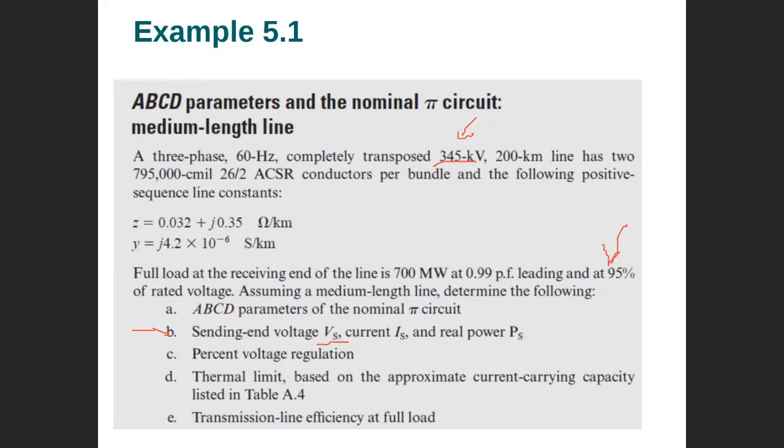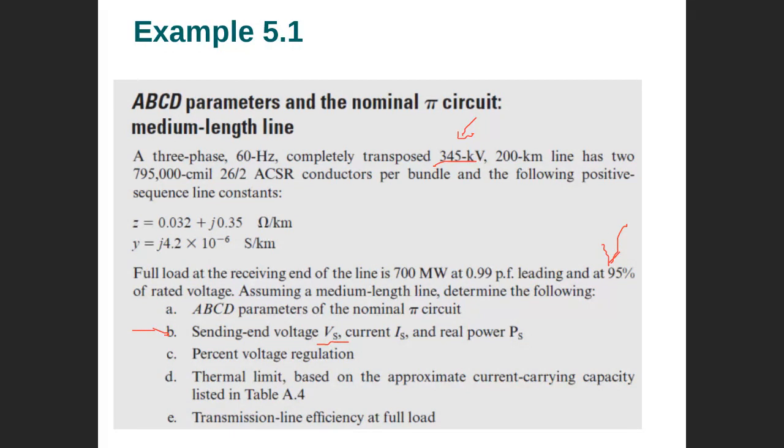I think this is a line voltage. This is what? Line to neutral. Line to neutral, I guess. My dear ones, we always mention this.